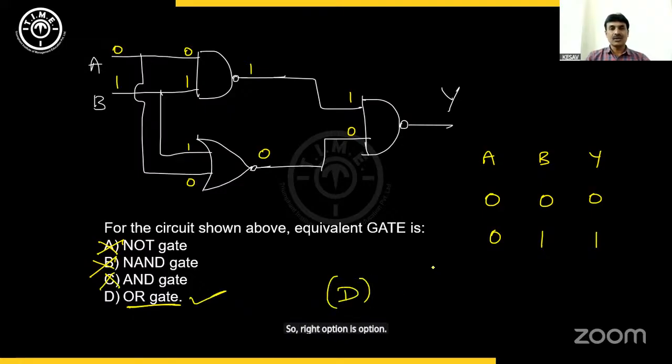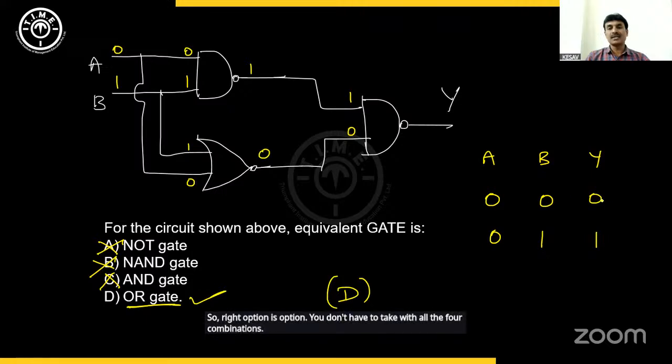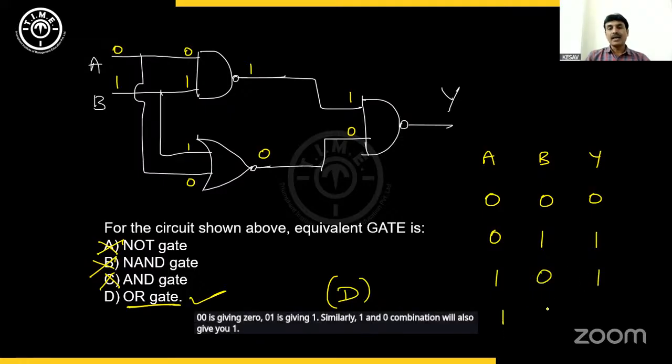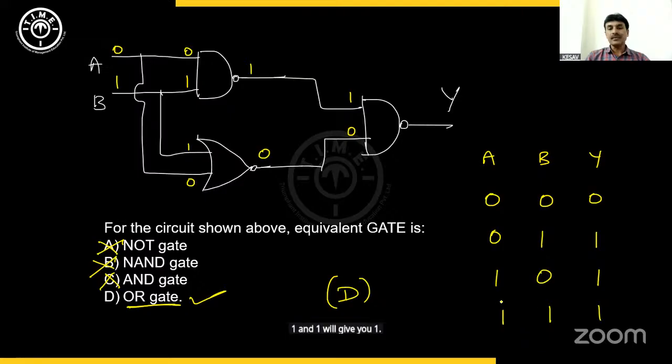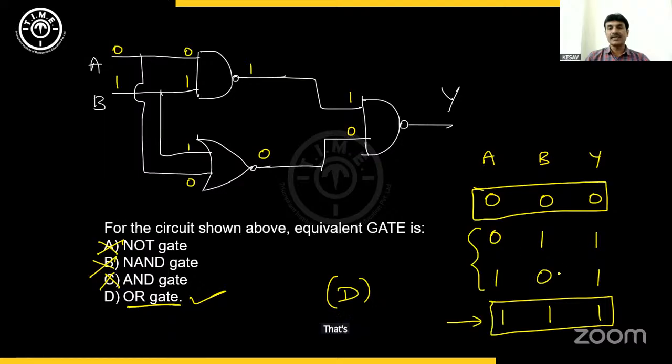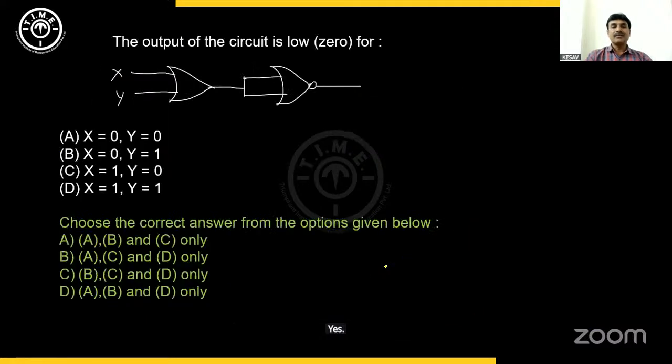You don't have to check with all the 4 combinations. 0, 0 is giving 0, 0, 1 is giving 1. Similarly, 1 and 0 combination will also give you 1. 1 and 1 will give you 1. This is same for OR gate and AND gate. That's why I'm not checking this one. Okay. This is also same for OR gate and AND gate. The difference comes only in this combination. That's why I tried this one. Understood my logic? Yes. Next one.